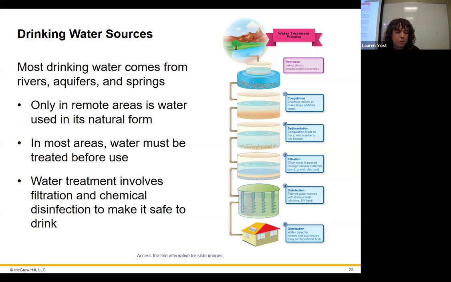We can do that several times. And then eventually we will filter the water through an actual filter and then treat with disinfectants, usually chlorine and/or UV light to kill off whatever is in it. And then it'll go to your home or be stored somewhere for use, okay?